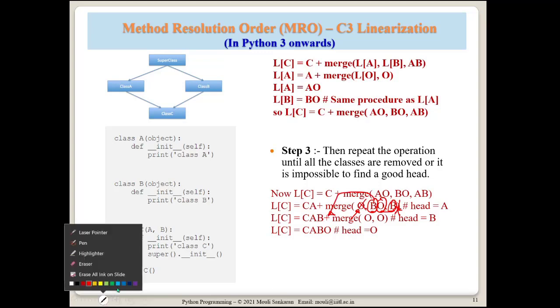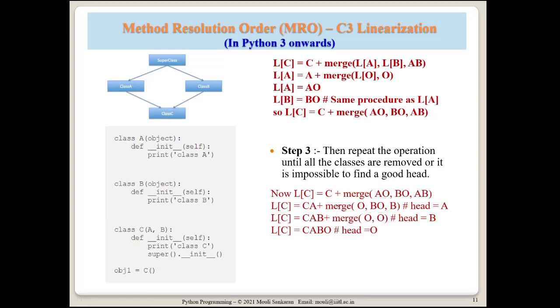So CAB is done. Then I am going to drop the B occurrences in the list because I have already added it. There is no point in looking at it again. Now what will I be left with? O only. I will pick this head and then look for that in the tail. It will not be found because it's also a head. I can add O. So CABO is found.